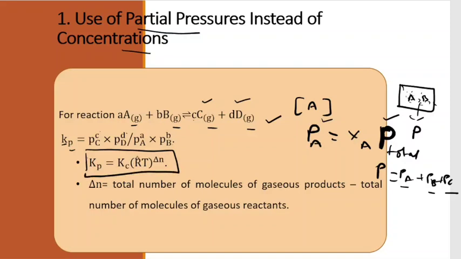Here, R is the universal gas constant, T is the absolute temperature, Kp is the equilibrium constant in terms of partial pressure, Kc is the equilibrium constant in terms of concentrations, and delta N is nothing but the total number of molecules of gaseous products minus the number of gaseous reactants. By taking an example, you will understand it better.